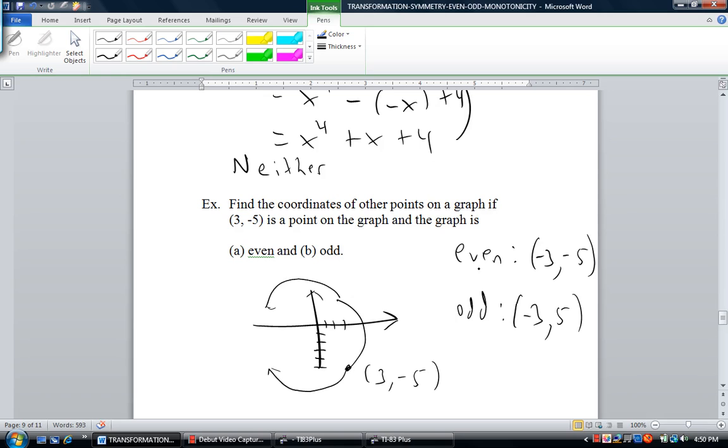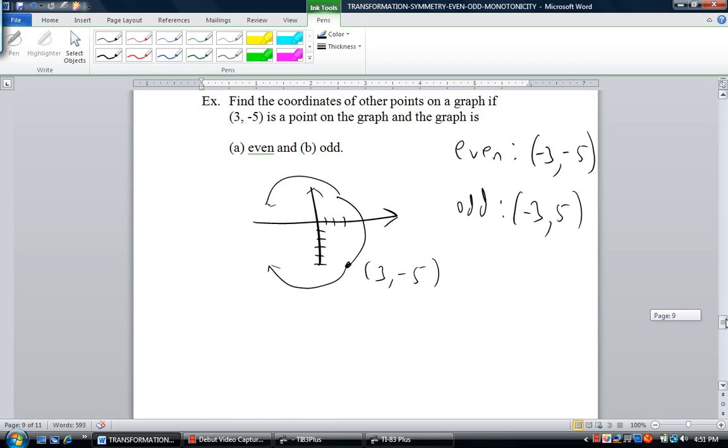So keep that in mind. Remember, for even, we're replacing the x with the negative x. So 3 becomes a negative. Even, the y value stays the same. Odd becomes the opposite. And that's all that example is. And we are done.